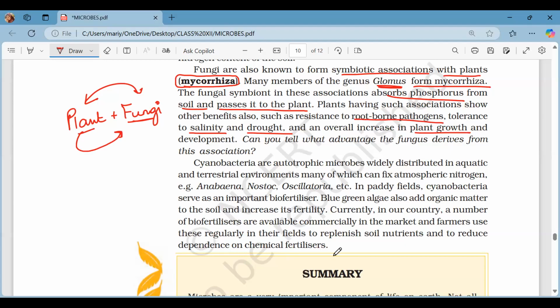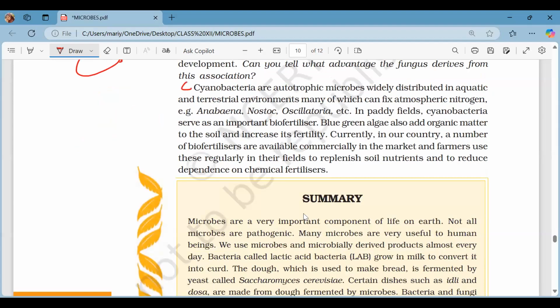Now, the cyanobacteria, that is blue-green algae, are autotrophic microbes widely distributed in aquatic and terrestrial environments. And they can also fix atmospheric nitrogen. Examples: Anabaena, Nostoc, Oscillatoria, all of these are cyanobacteria that can do nitrogen fixation. In the paddy fields, meaning in the rice fields, cyanobacteria are a very important biofertilizer. They provide nutrition to the plant. Blue-green algae also add organic matter to the soil and increase its fertility.